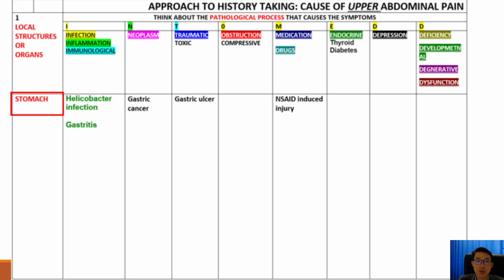So here is a table that I used to look at the different causes of upper abdominal pain. The first thing that comes to mind is the stomach. So common causes of upper abdominal pain include Helicobacter infection, gastritis, neoplastic process including gastric cancer, which usually happens in an older population group, and gastric ulcer, which can happen in most adults if they are under a lot of stress, taking medication, or have Helicobacter infection. Obviously, NSAID is a common cause of medication-induced stomach pain.